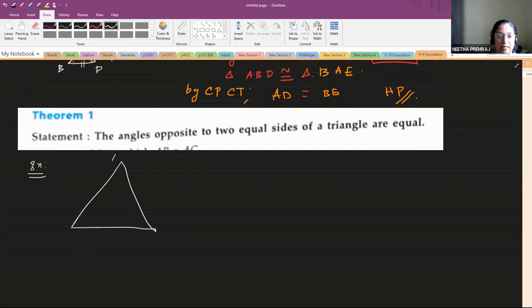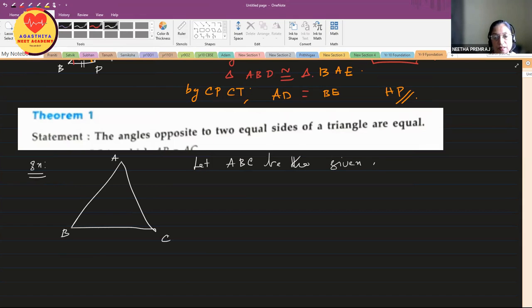Let ABC be the given triangle. In that, the angles opposite to two equal sides. In the sum itself, it is given that two sides of the triangle are equal. Let AB be equal to AC. It is given in the sum itself.